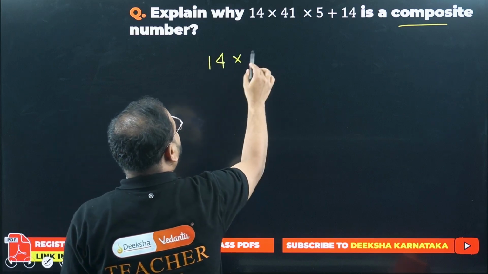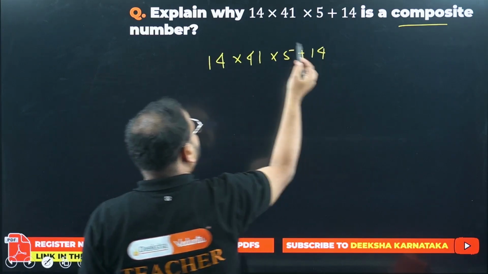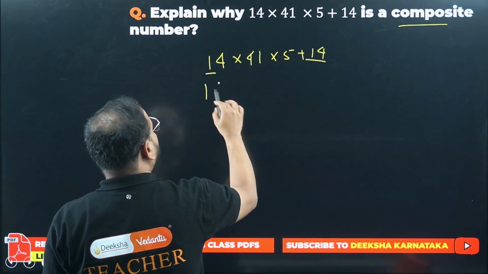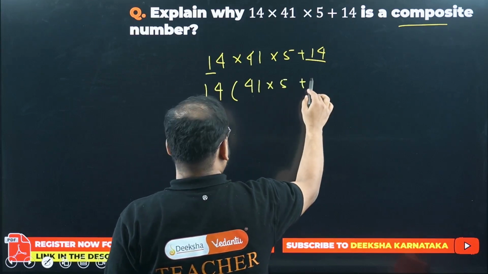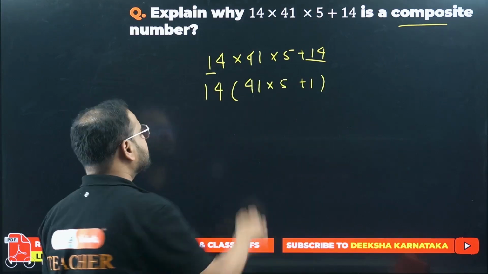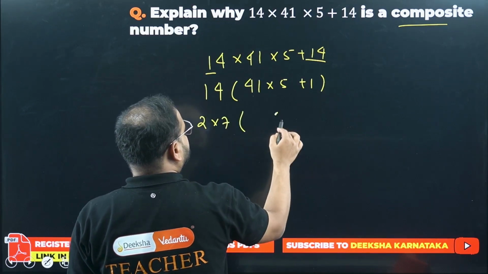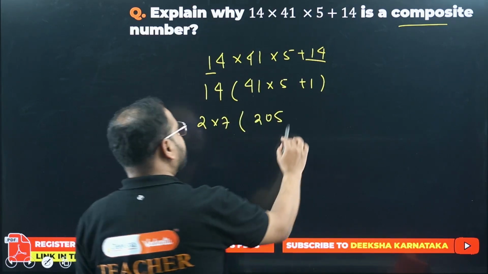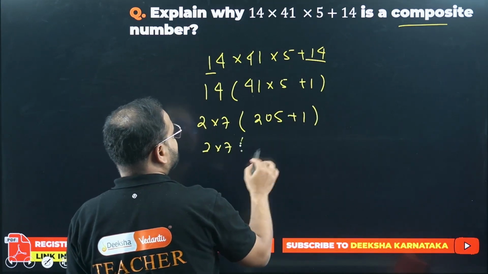14 times 41 times 5 plus 14. Can you see 14 is common? Take 14 common, please. How much are you going to get if you take 14 common? You'll have 41 times 5 plus 1. Excellent. What is this going to be? 2 times 7. How much is this? 5 ones are 5, 5 fours are 20. So 205, plus 1. How much is this? 2 times 7, and how much is this?